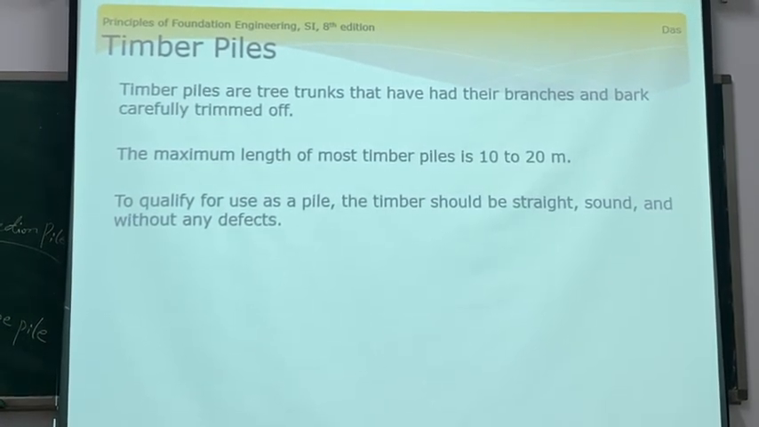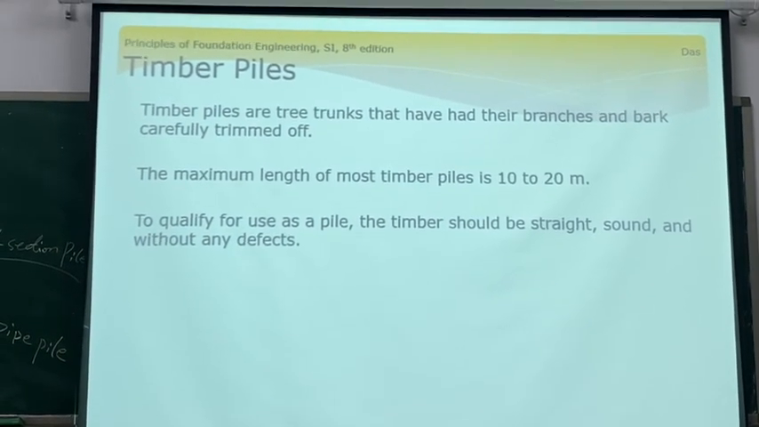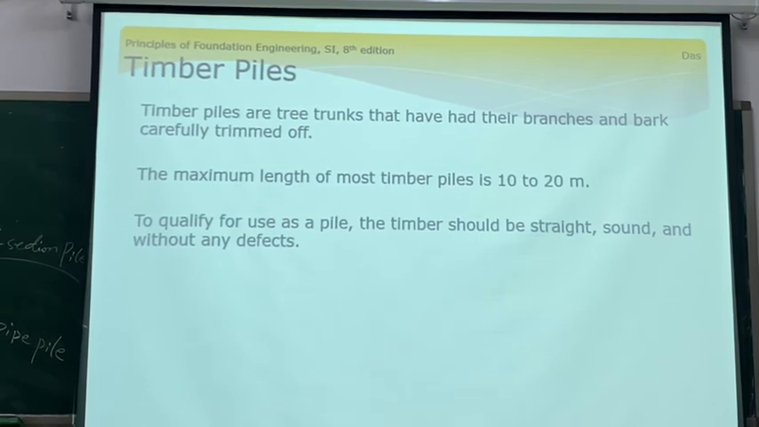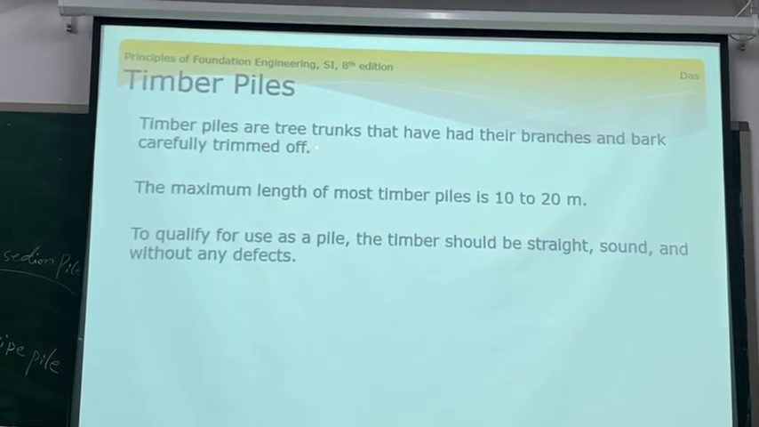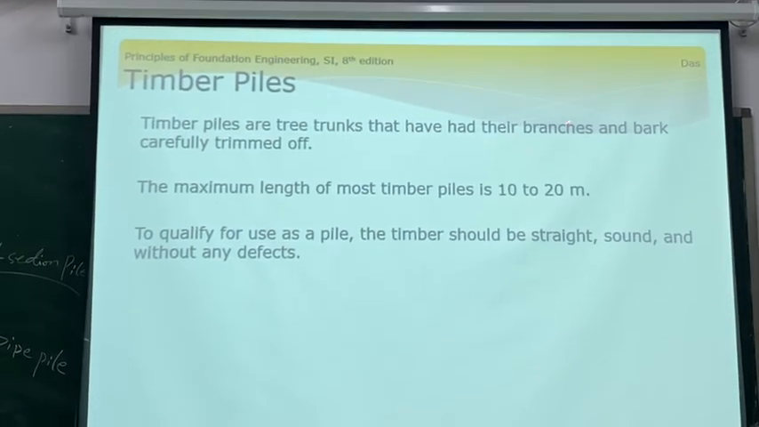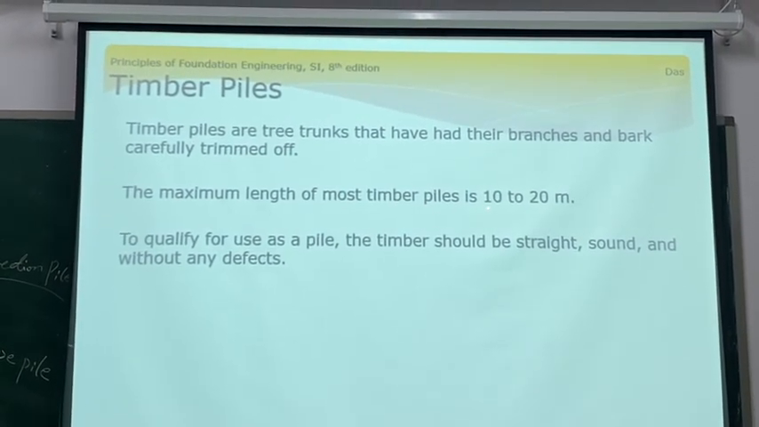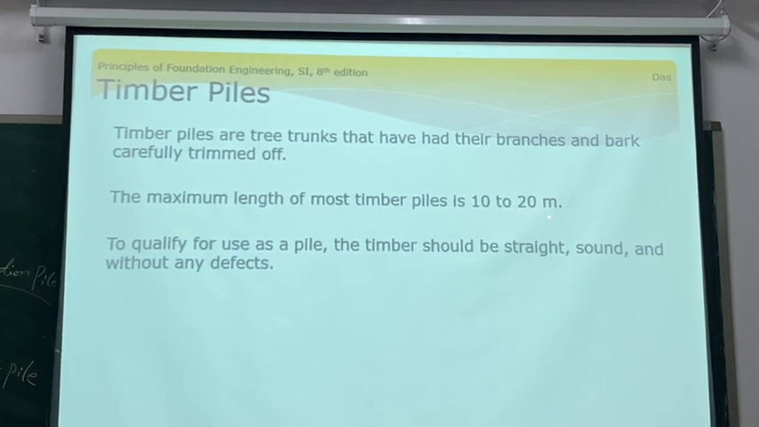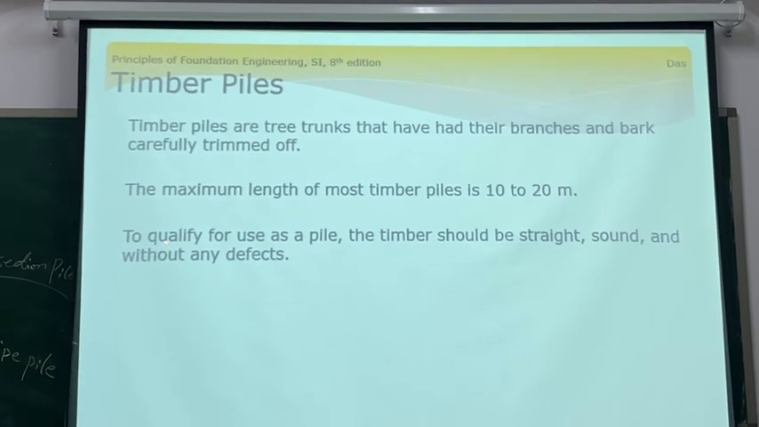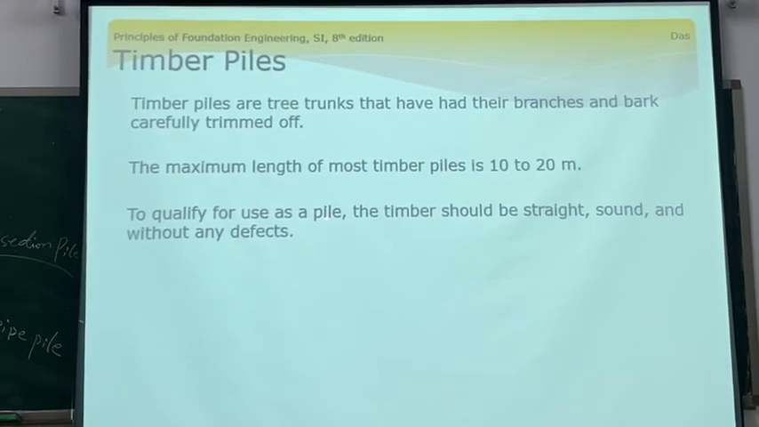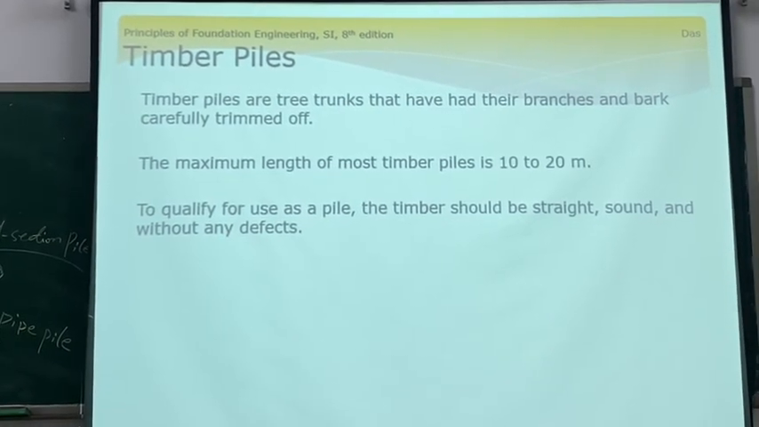The third type of the pipe is the timber pipe. Timber pipe may be like the steel pipe, just the material is not the same. Timber pipes are tree trunks that have their branches and vacuum company is trimmed off. The maximum length of most timber pipes is 10 to 20. It's a big tree, to reach to 20. To qualify for using as a pipe, the timber should be straight, sound, and without any defects.